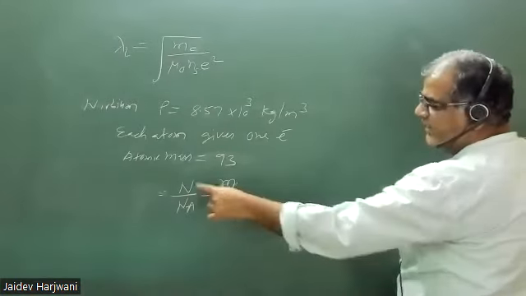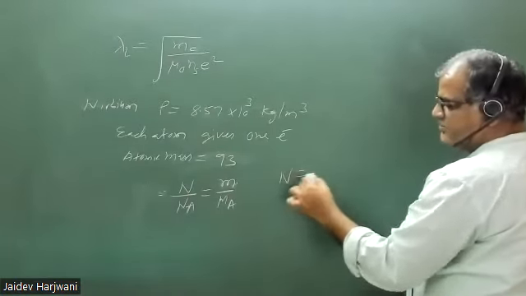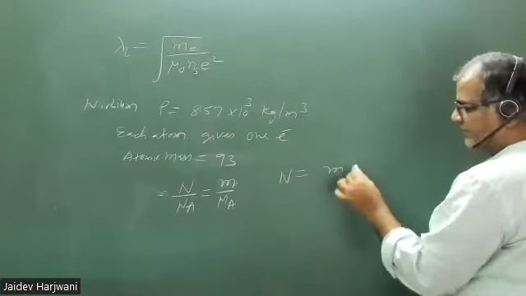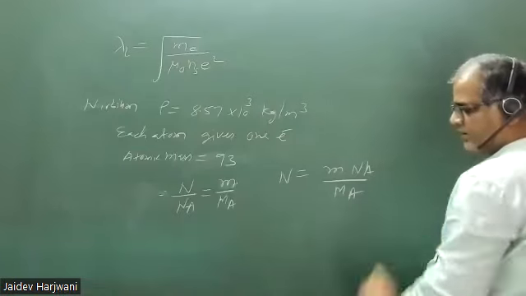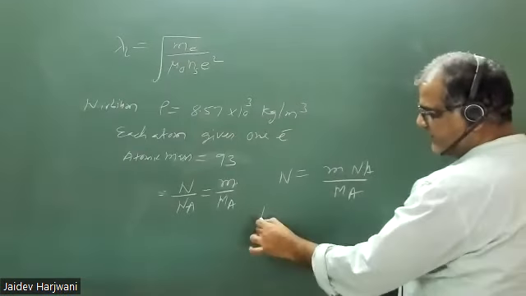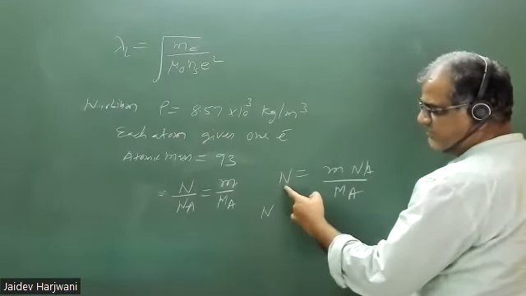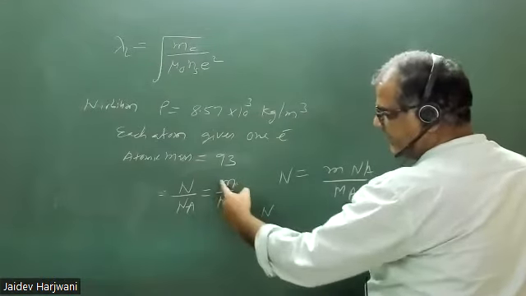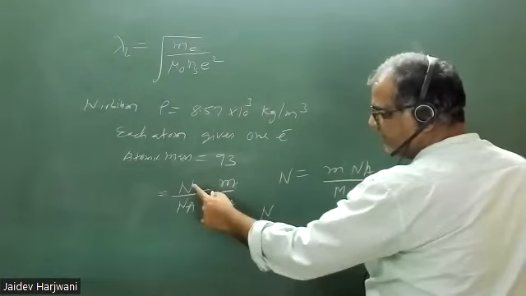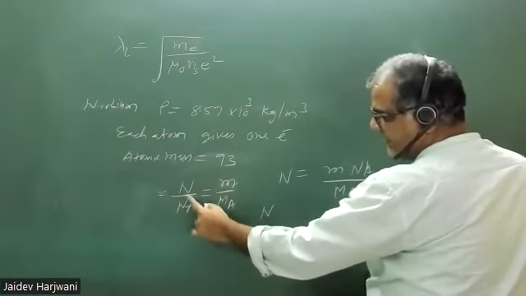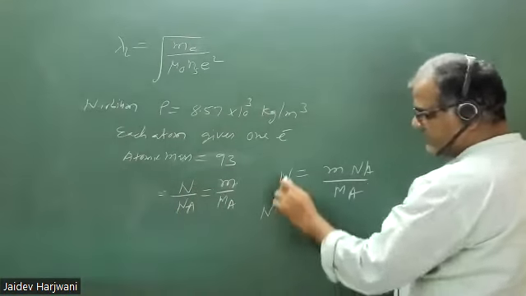Okay, so I want to find n, number density. So n will be what? n will be your m na upon ma. Now I want the number density. Suppose this is the number of atoms, n number of atoms. This is the mass of n number of atoms. So you get this number of atoms.